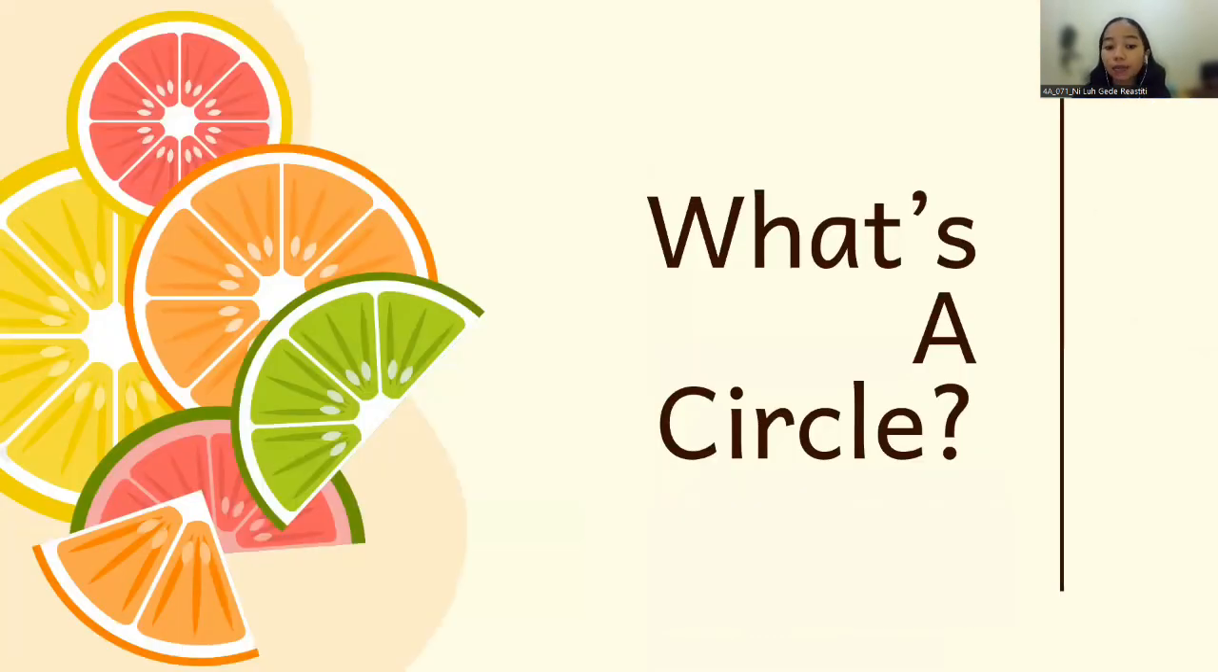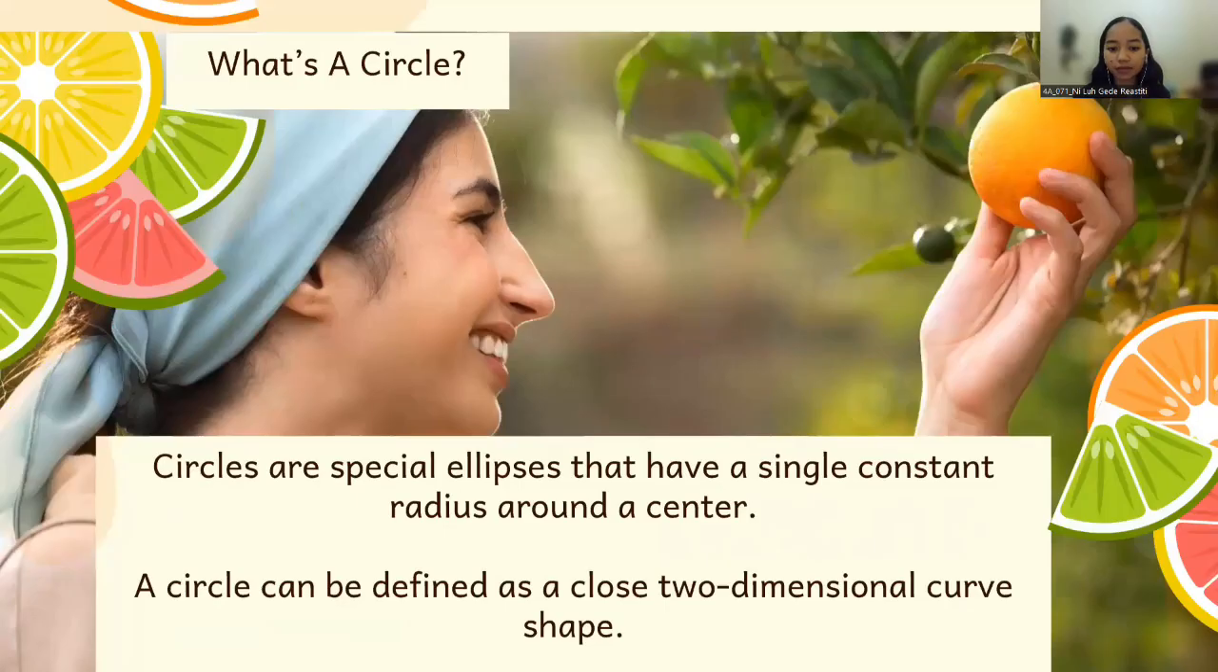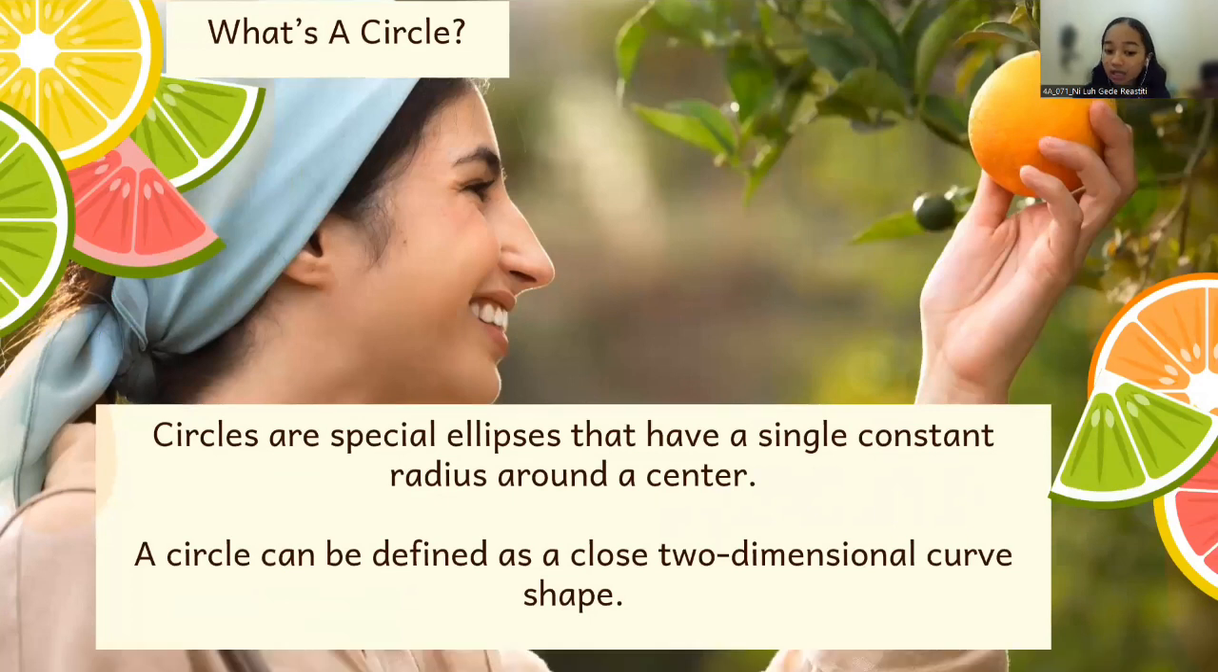From some of these pictures, what is a circle? Circles are special ellipses that have a single constant radius around a center. A circle can be defined as a closed two-dimensional curved shape.